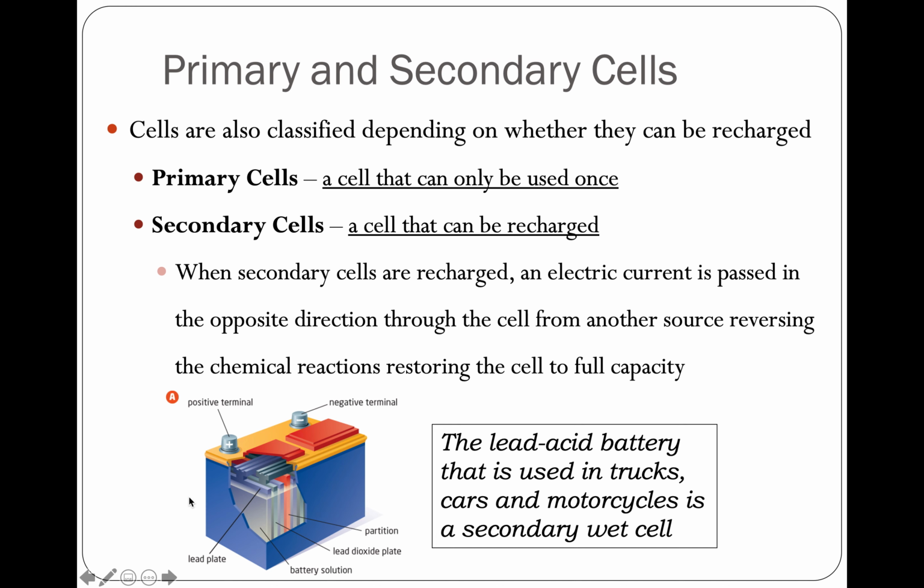And here's just an example of a car battery. You can see the solution with all these little cells sort of stacked next to each other, right? So your car battery is a wet cell because it has liquid electrolyte, and it is also a secondary cell because your car battery can be recharged. Your battery is actually constantly being recharged by a thing in your engine called an alternator.